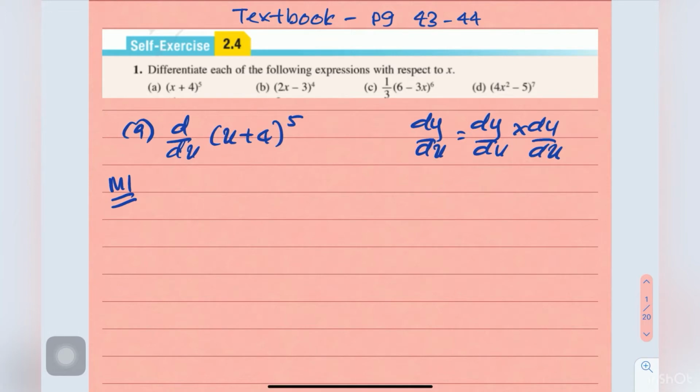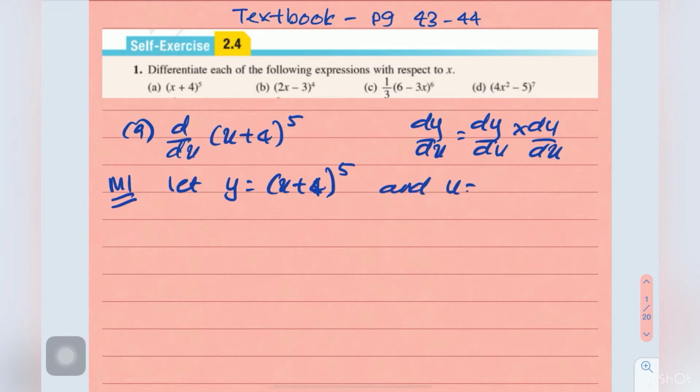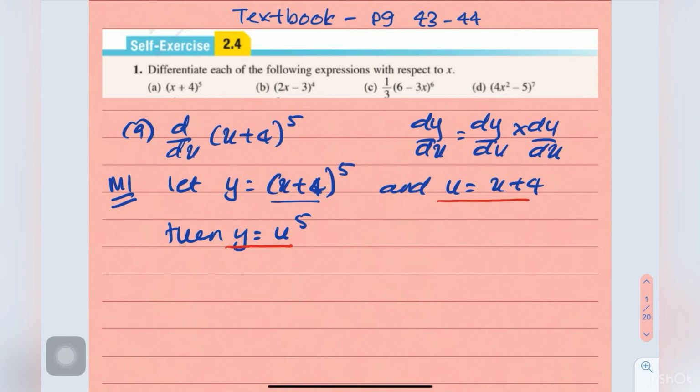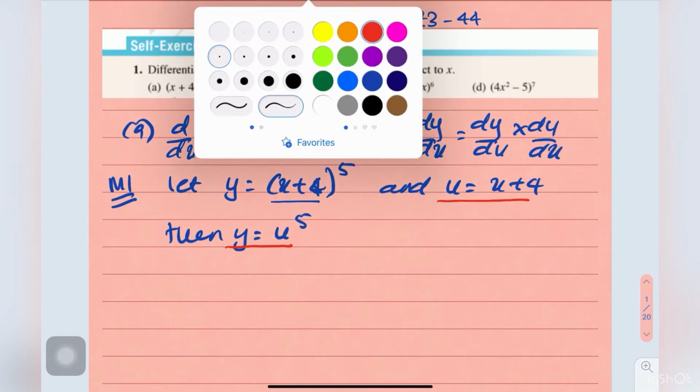Let y equals (x plus 4) power of 5 and u equals x plus 4. Then y equals u power of 5. So here we have y in terms of u and u in terms of x. Then we can differentiate these two things.